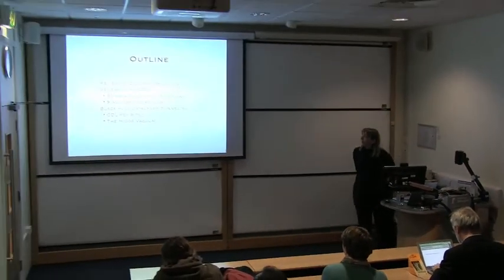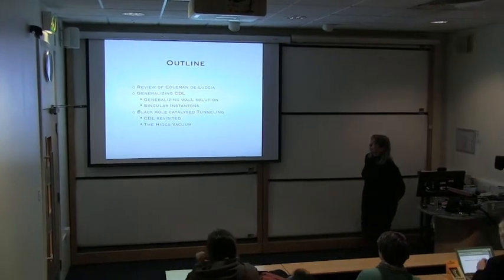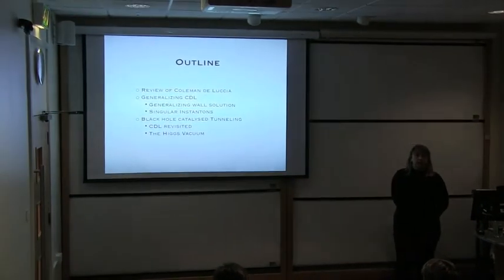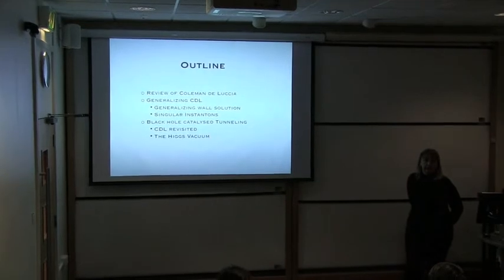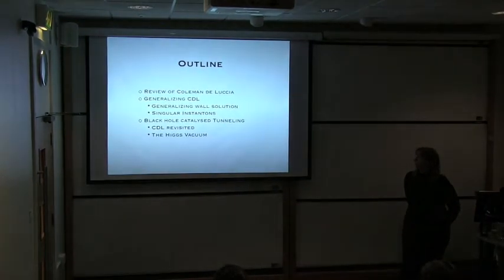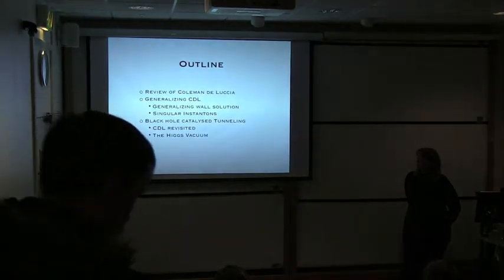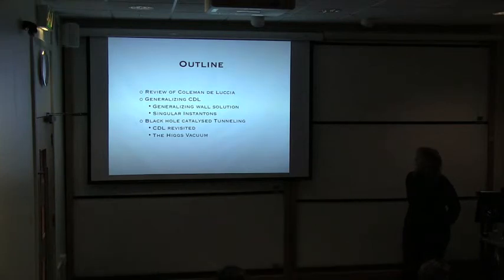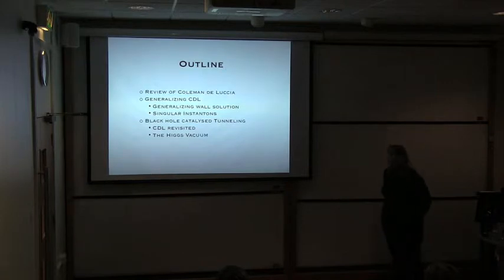So just as an outline, I'm going to very briefly review the Coleman-De Luccia calculations. These were done over a period of 5 years or so in the late 70s and early 80s. It started off as a calculation in field theory and ends up as a calculation in Euclidean gravity. So I'll just go over that, and then I'll talk about what we did last year in generalizing Coleman-De Luccia.